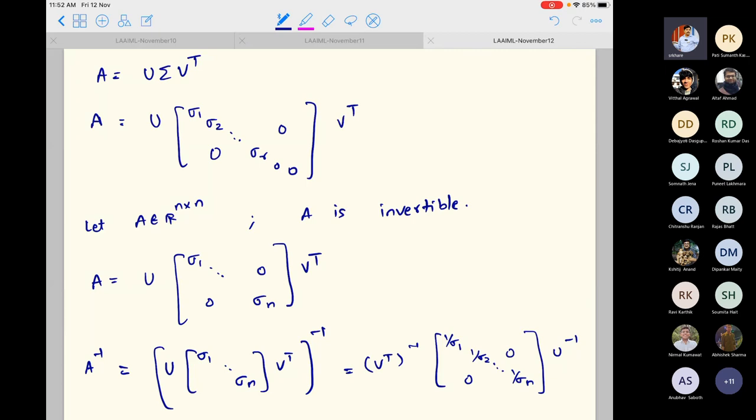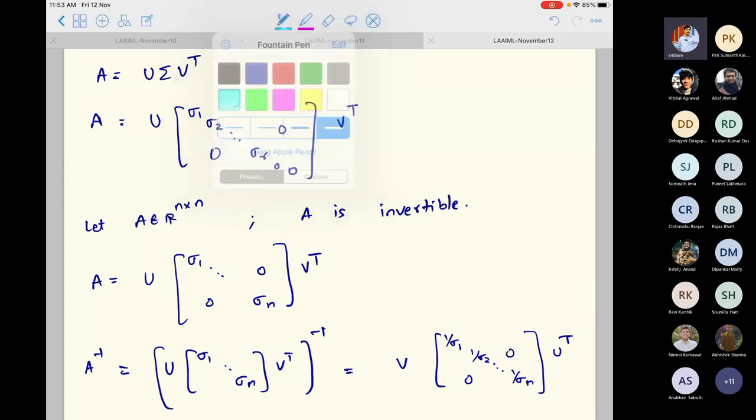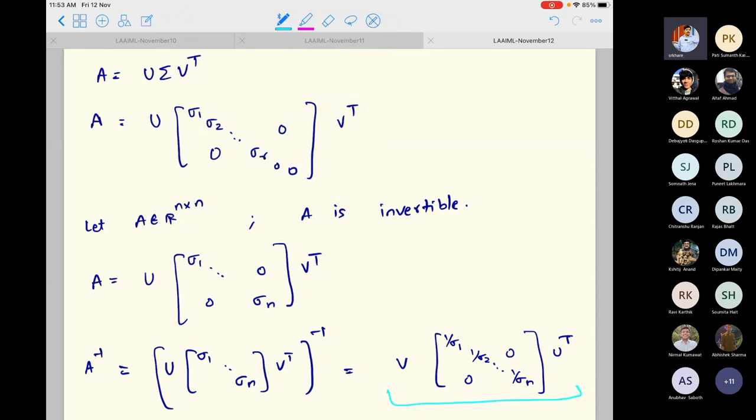But now what is this V transpose inverse? We know that V is an orthogonal matrix. So the inverse of V transpose, basically you will see it will be V, and you will get U transpose. Correct? This is what you will get. So what is the SVD of A inverse? SVD of A inverse is basically this particular matrix, right? Whatever you see on the right hand side, this is the SVD of A inverse.